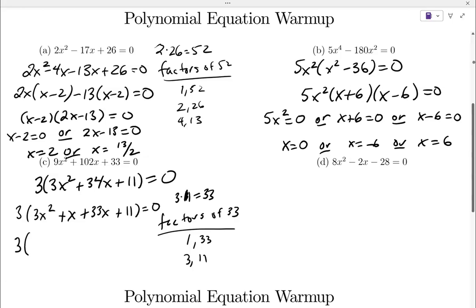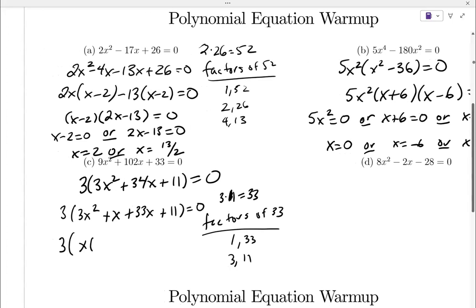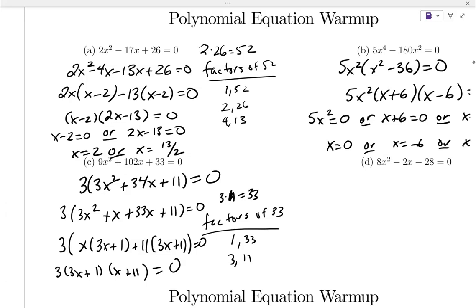What factors out of the first two? An x, and we're left with... what did we factor the x out of the first two terms? What are we left with? 3x plus 1. So what are we looking for in the next term? 3x plus 1. What can you factor out? 11, and you're left with, hey, 3x plus 1. So we pull out the 3x plus 1. We've got 3x plus 1 times x plus 11.